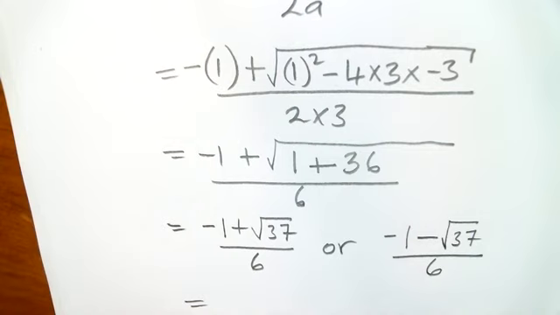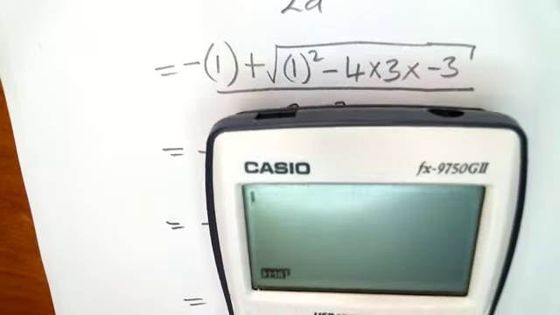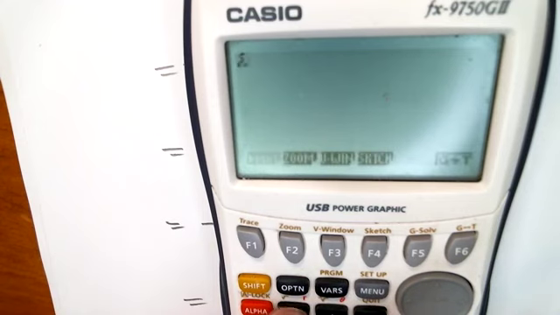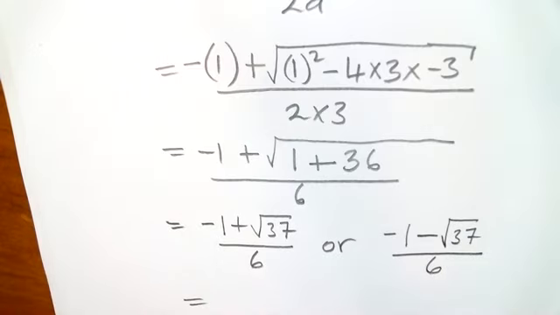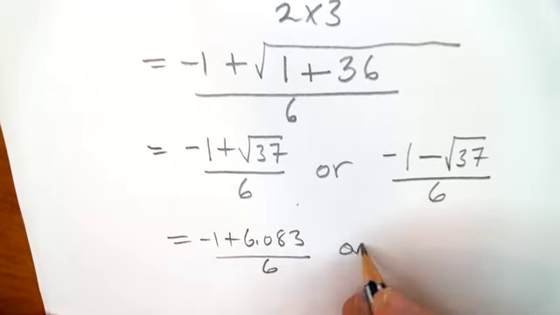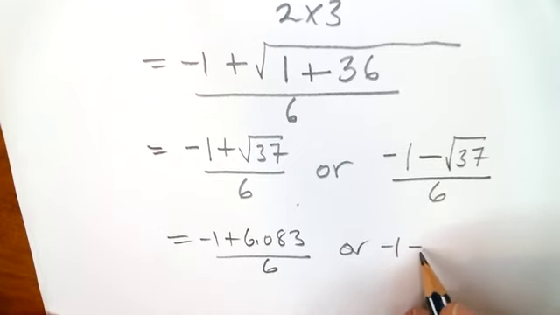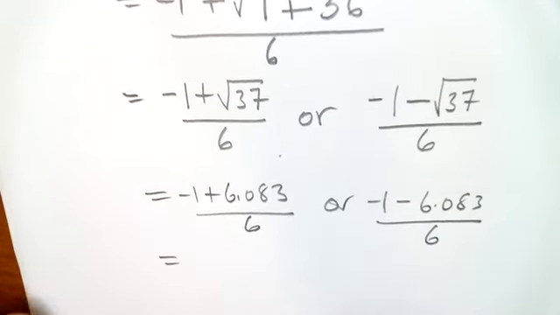I'll use the calculator, as we will have to use it at some point, I suppose. So let's do that now. So I've got root 37, so I'll find root 37 first of all. So square root of 37, root 37 is 6.08. There it is. In fact, I'll go to 3 decimal places, 6.083, I'll call it. Negative 1 plus 6.083 all over 6, or negative 1 minus 6.083 over 6. Okay, so let's get those top bits done.